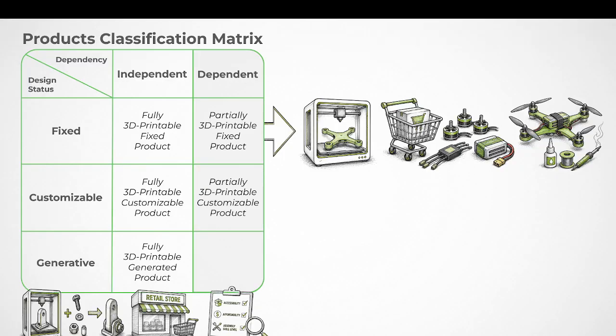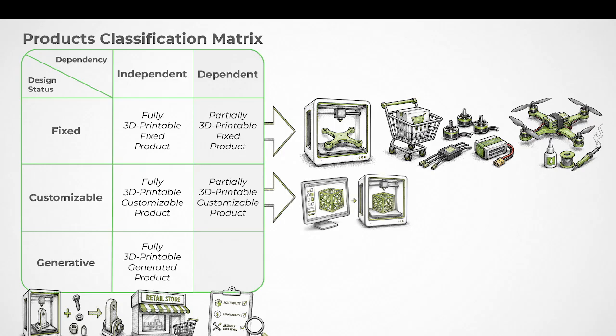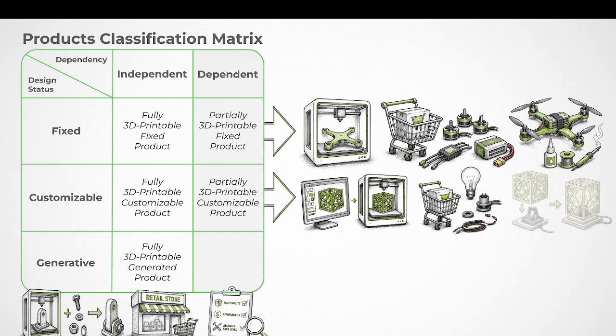Archetype 5 is the partially 3D printable customizable product. These are customizable designs that require hardware integration. A prime example is a customizable lampshade or lightbox maker, where the user adjusts the printed frame but must purchase and wire standard electrical socket and bulb components.